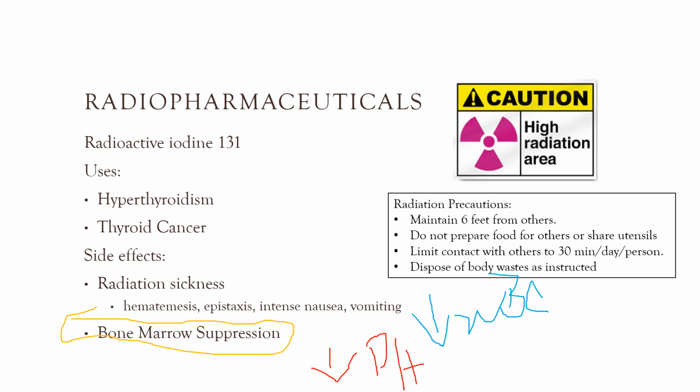And then you also have to remember that when someone is on this, they still have to have radioactive precautions. So this is going to be maintaining the 6 feet from others. Do not prepare food for others or share utensils. We're going to limit contact to 30 minutes per day per person and dispose of body waste as instructed. As a nurse caring for this person, we want to make sure that we are wearing our dosimeters and being mindful of that.